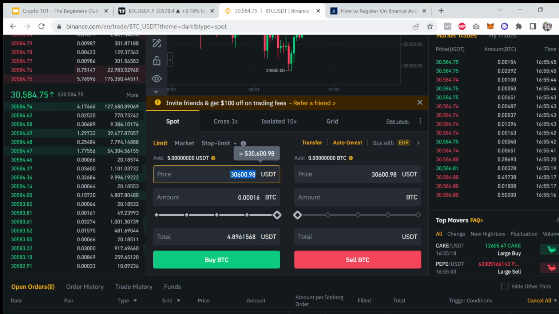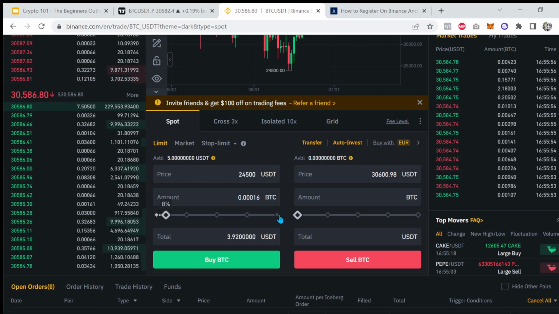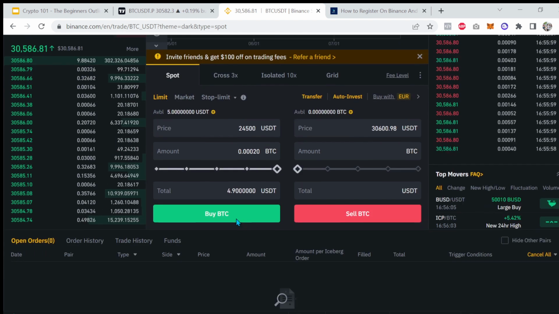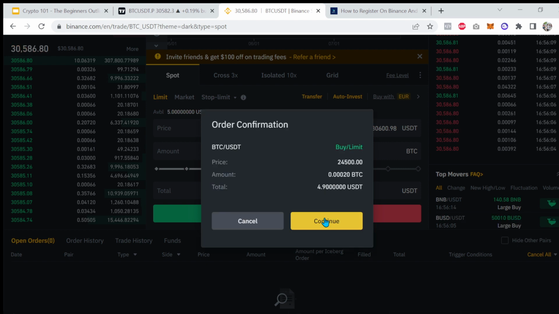So let me execute a spot trade here. Let's say, for example, when BTC gets to 24,500, this is where I want to buy. I want to buy with all the $5 when it goes to 24,500. So I'll execute buy BTC. It says it's more than 5%, blah blah blah. Do I wish to continue? I would continue, and then I continue on buying.